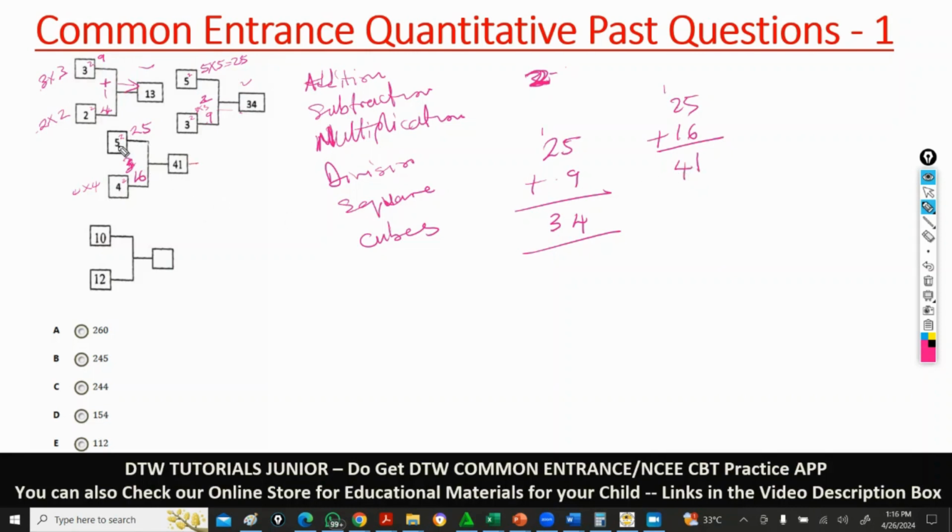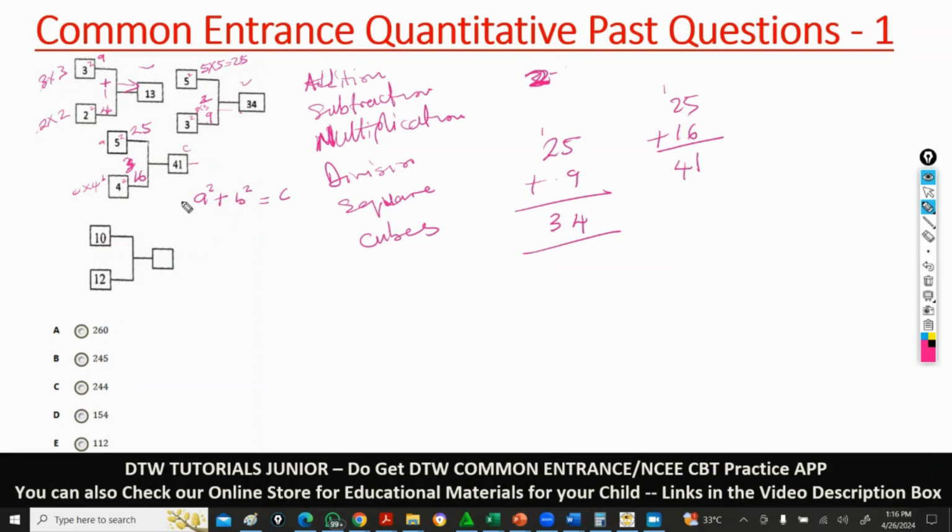So the formula here is, let us say this is A and B, A square plus B square equals, let's say, C. This is the pattern, the formula for this sample. With this we can solve any question.